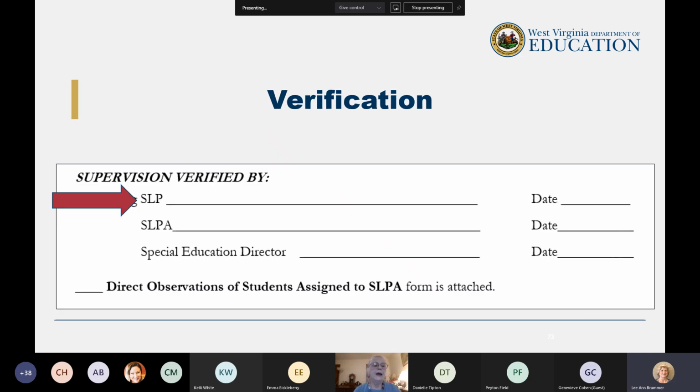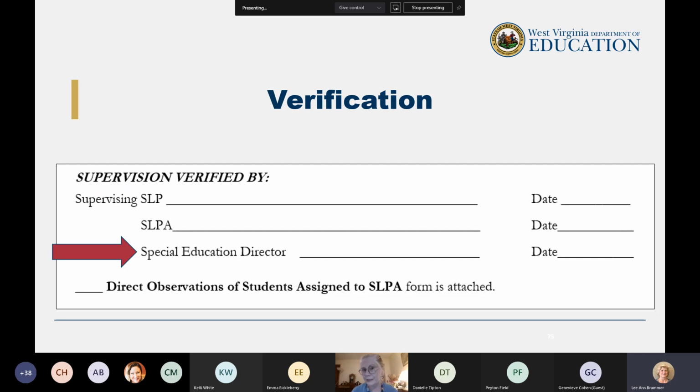Okay, so then we want to have signatures by everybody that's been involved with the supervision. We start with the supervising SLP, and then we go to the next one, which is the SLPA, and then we go to the next one, which is the special ed director. So many, I mean, we had 2 or 3 this year that came back with the special ed director's signature, and they're part of this. They need to know what's going on.